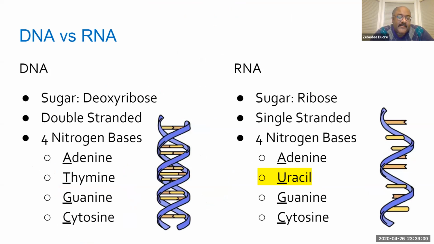So what does this mean? What that means is that thymine would normally pair up with adenine, but instead of putting a T when you see adenine, you're going to pair it up with uracil. Okay, and that's the only thing that's different in terms of the nitrogenous bases.